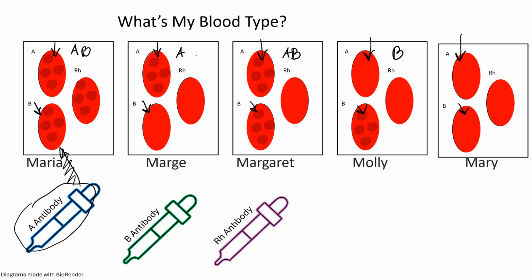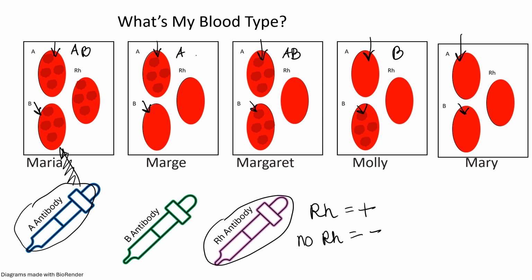It's kind of like inheriting dimples and freckles. They have nothing to do with each other. So your ABO blood type is determined separately than your Rh blood type, just different genes. So if I were to take the Rh antibody and drop it into everybody's Rh well, if I see agglutination, that means that the person has the Rh antigen. And if you have the Rh antigen, then your blood type is positive. If you don't have the Rh antigen, your blood type is negative.